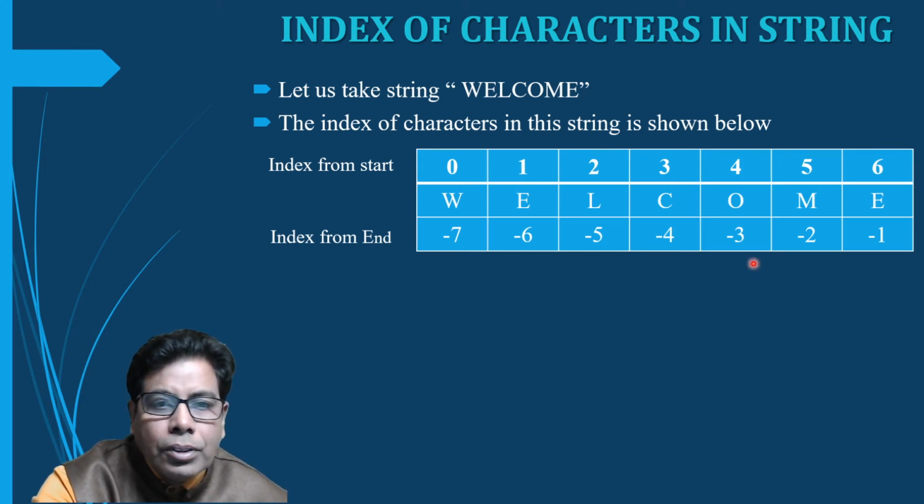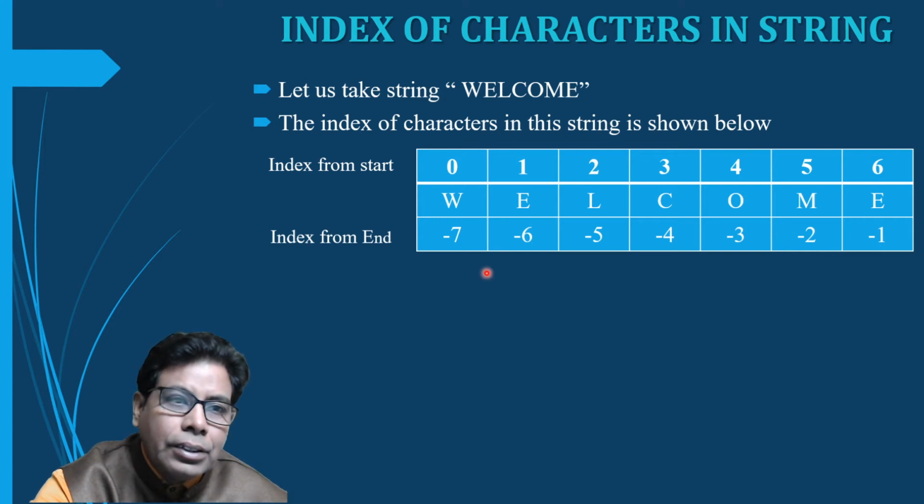Then the negative index will start here at e, that will be minus 1 and minus 2 and so on. At the first place it will be minus 7. So we can use positive index or the negative index for representing a particular character.